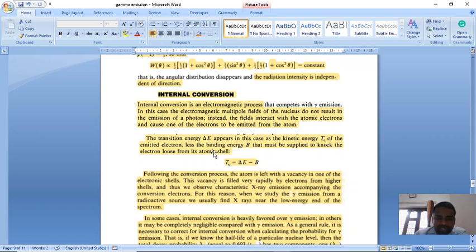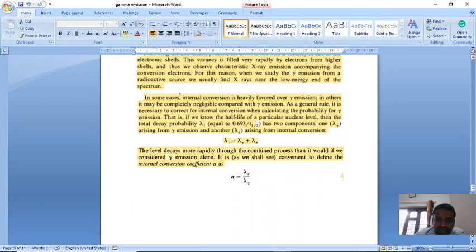Following the conversion process, the atom is left with a vacancy in one of the electronic shells. This vacancy is filled very rapidly by electrons from higher shells, and thus we observe characteristic X-ray emission accompanying the conversion electron. For this reason, when we study the gamma emission from a radioactive source, we usually find X-rays near the low energy end of the spectrum. In some cases, internal conversion is heavily favored over gamma emission. In others, it may be completely negligible compared with gamma emission. As a general rule, it is necessary to correct for internal conversion when calculating the probability for gamma emission.